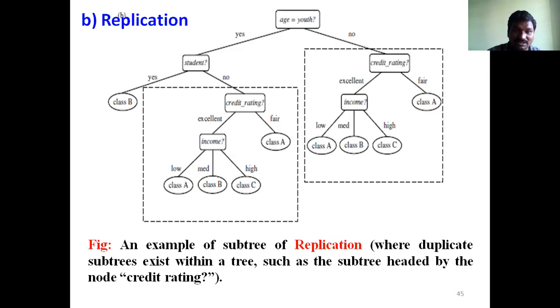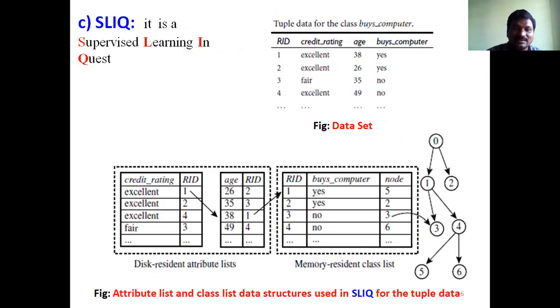That's called replication. You have to remove the replication in a tree. And then SQLite. That means it is supervised learning in a quest. In this case, your data set is subdivided into a disk-resident attribute list and a memory-resident class list. Here, in this case, the credit rating is excellent.